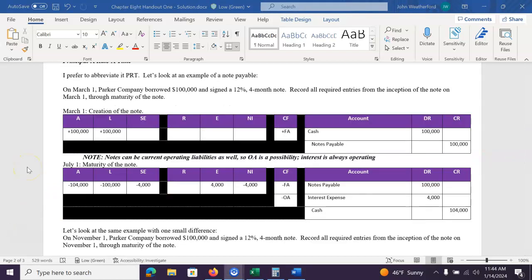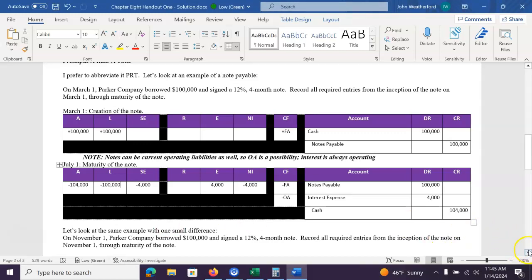All right, next let's take a look at the same example with a small difference here. The loan was taken out on November 1st, still $100,000 principal balance, 12% interest rate, and a 4-month note. But note the difference here, you guys. If it was borrowed on November 1st, and this business is using the calendar year as their fiscal year, then part of the interest is going to build up on the note in year 1, in November and December, and then the other half of the interest on the note would accrue or build up in January and February.